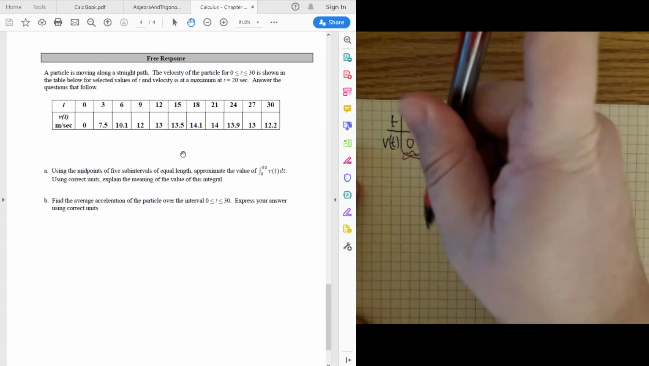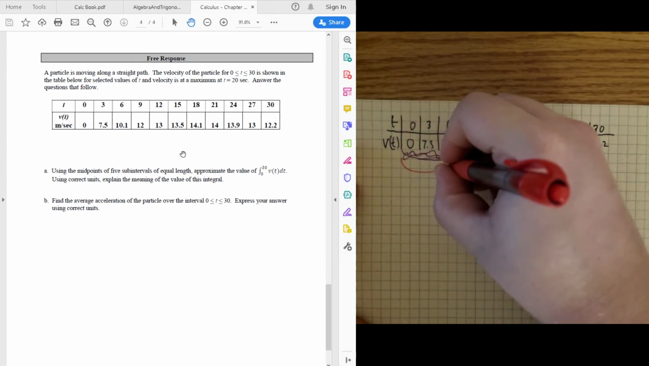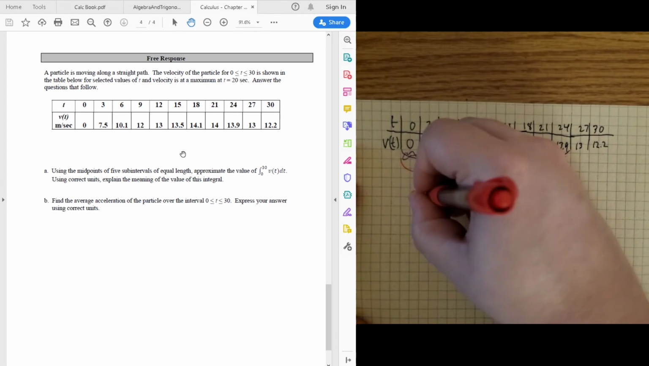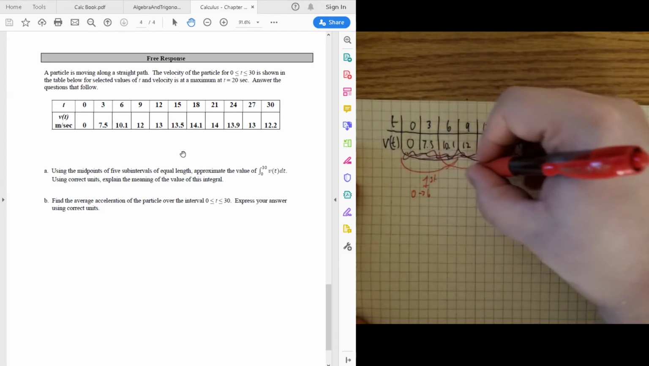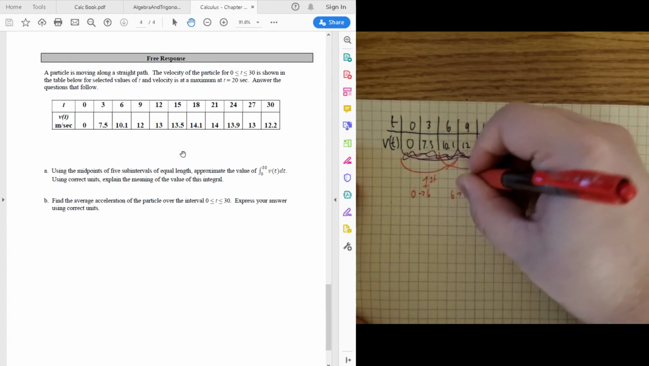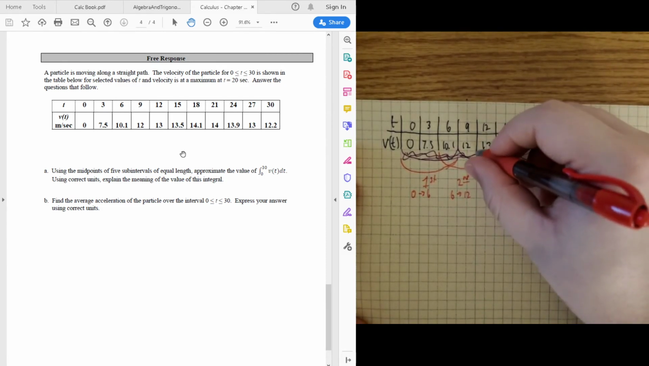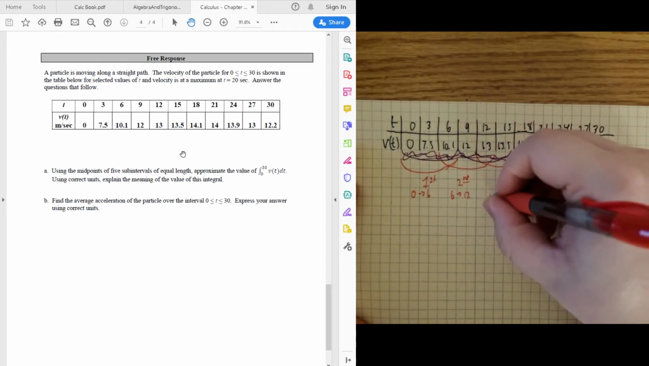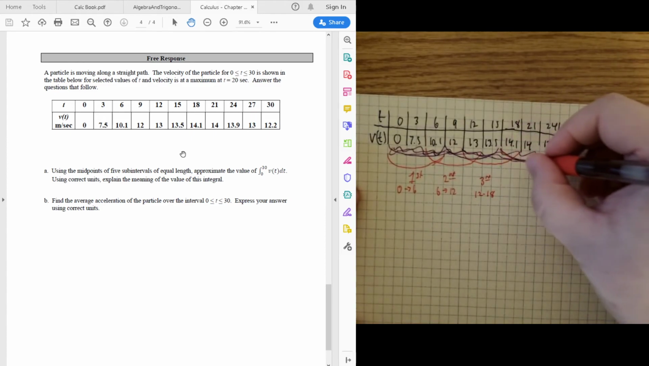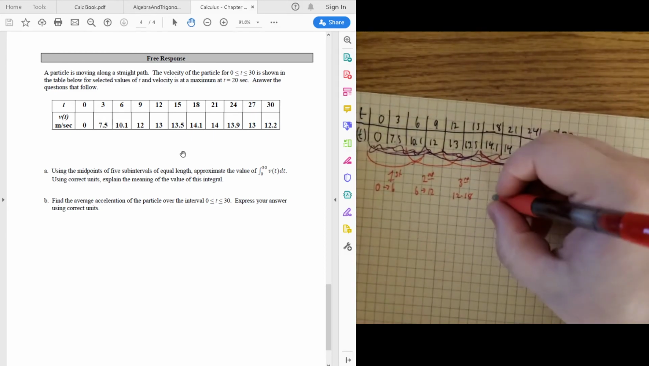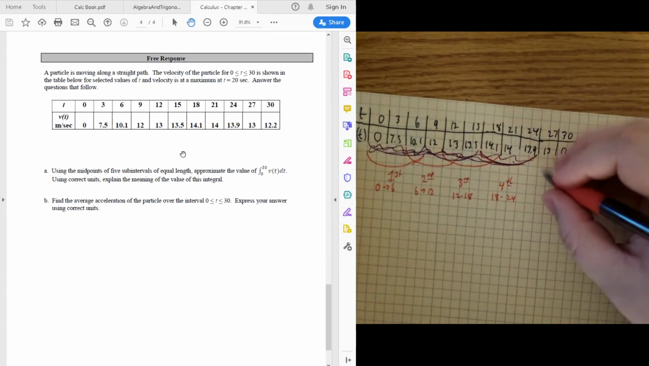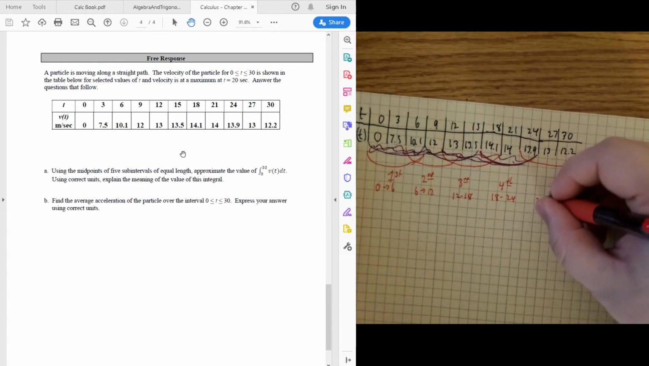Okay, let's try this again. From 0 to 6, I'm going to declare as my first interval. Now from 6 to 12, I'm going to declare as my second subinterval. From 12 to 18, I'm going to declare as my third. From 18 to 24 as my fourth. My fifth from 24 to 30.